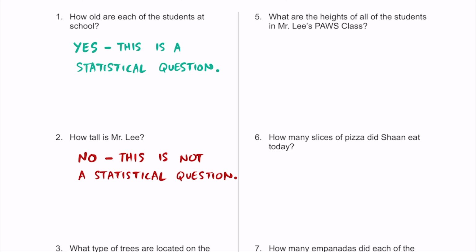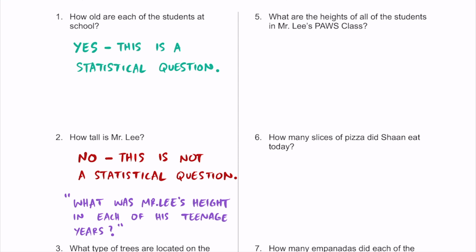Now how could we rewrite this question so it is a statistical question? One possible example could be what was Mr. Lee's height in each of his teenage years, because we could find the height of each of the years when he was 13, 14, 15, 16, 17, 18, and 19, and there would be varying data that we could collect.